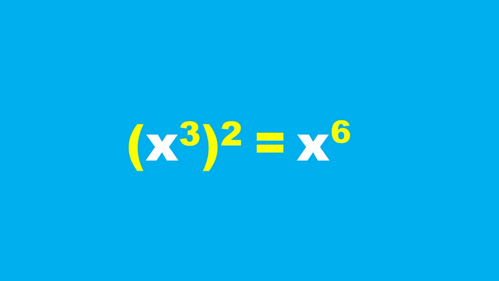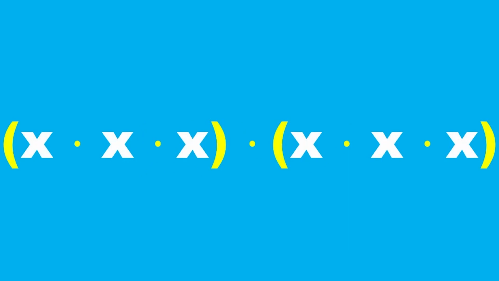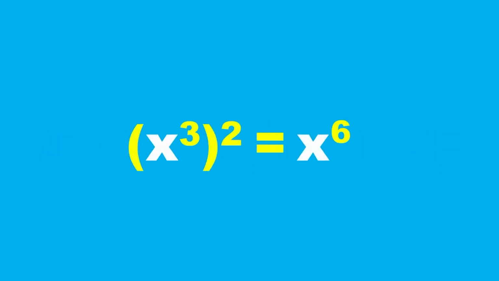Now let's expand this. X cube raised to the power of 2 is basically x times x times x times x times x times x. And this can be simplified to x times x times x times x times x times x, which is basically 6 x's being multiplied together. And what does this mean? X to the power of 6. And that is our answer. So this law is true.